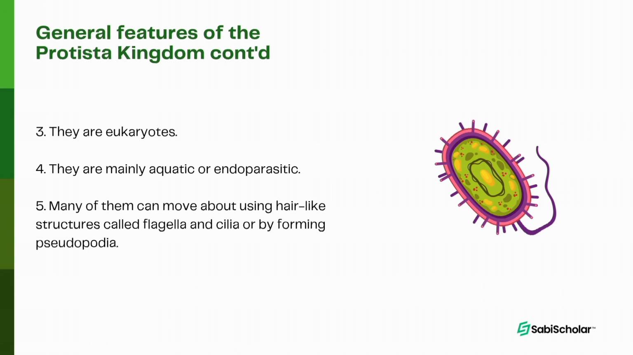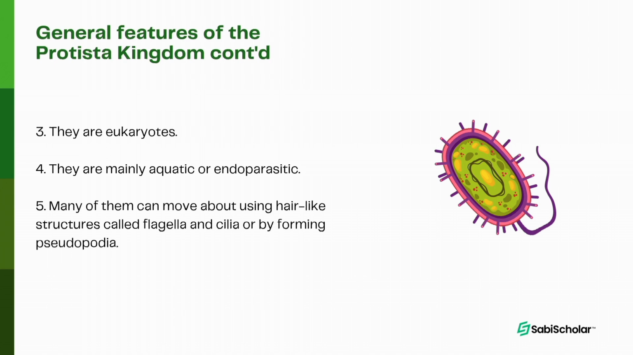The fourth feature is that they are mainly aquatic or endoparasitic. Endoparasitic means that they rely on bodily fluids of other living organisms to feed. Another unique feature is that they can move about from one place to another using a hair-like structure. Some use the flagella and some use the cilia, or in the singular form, the cilium, while others use pseudopodia. This pseudopodia is usually referred to as a false foot.